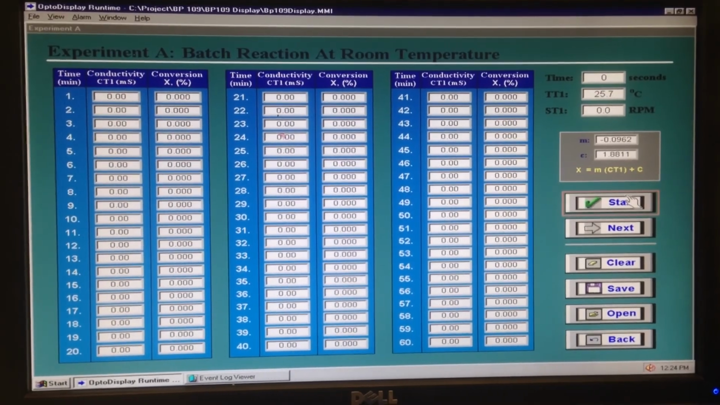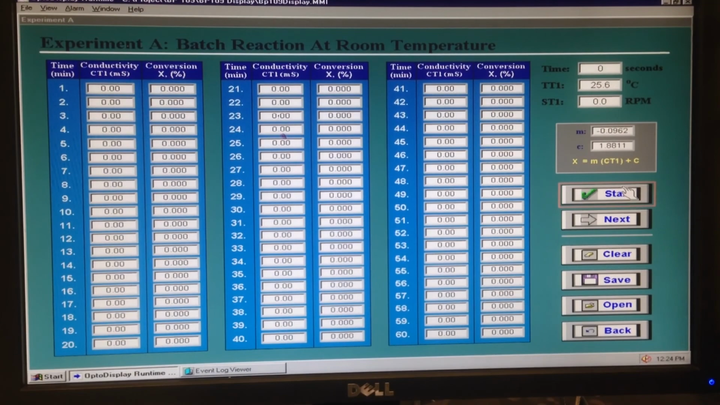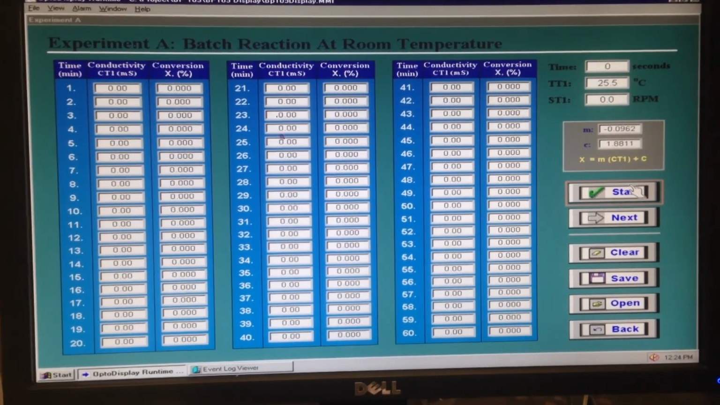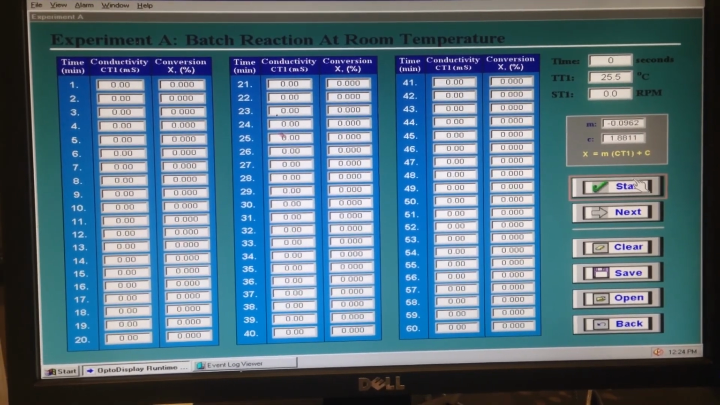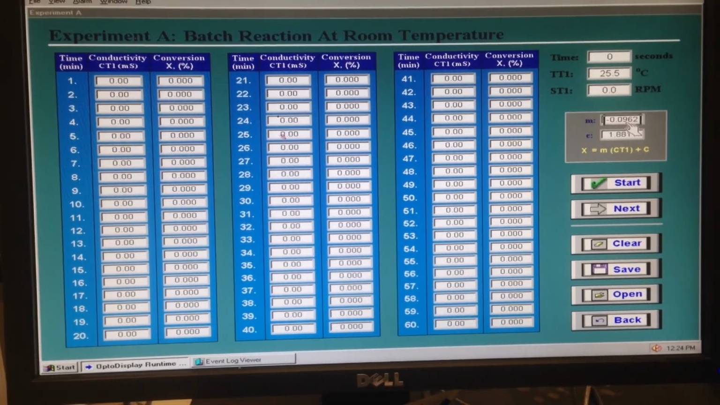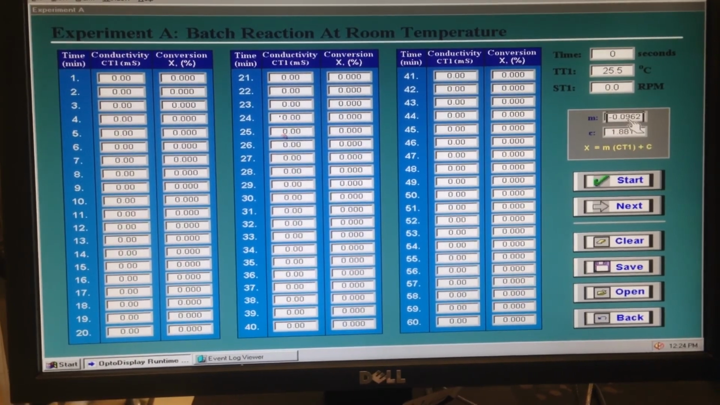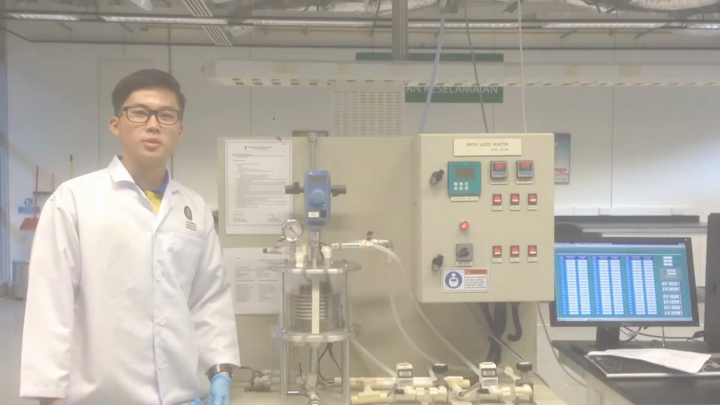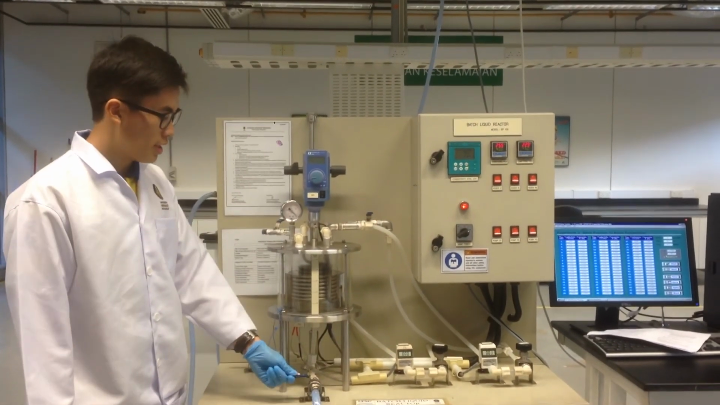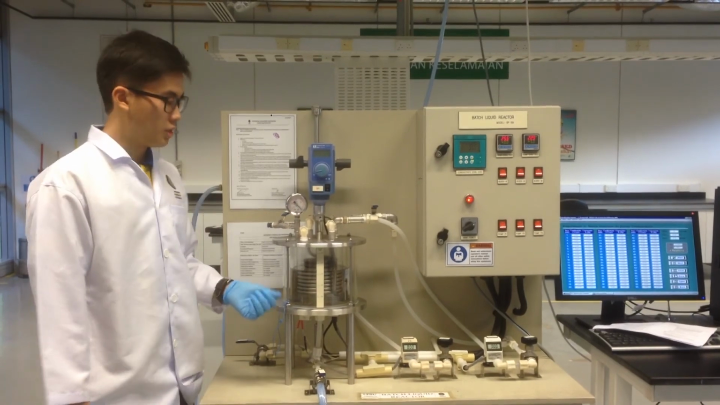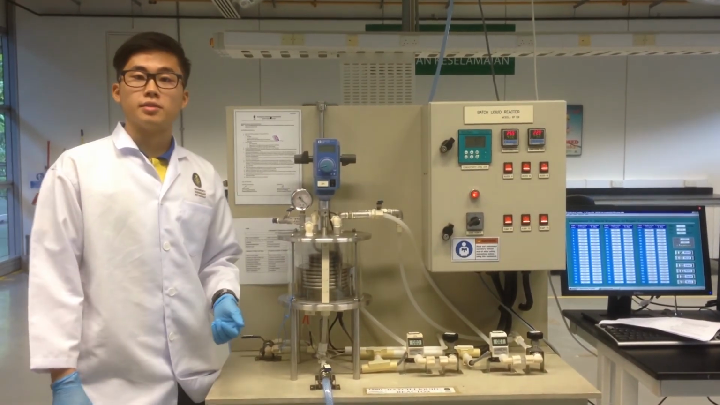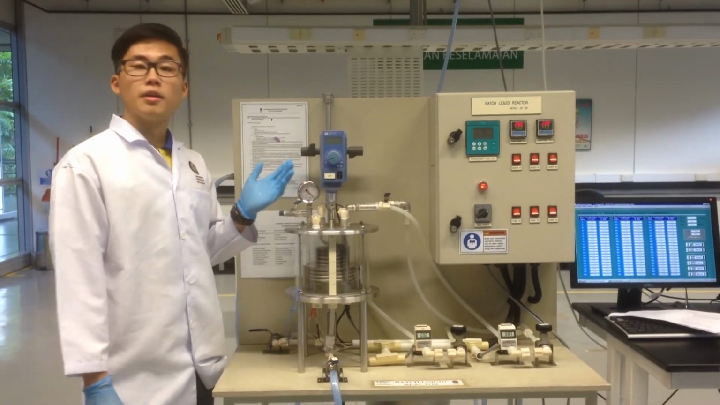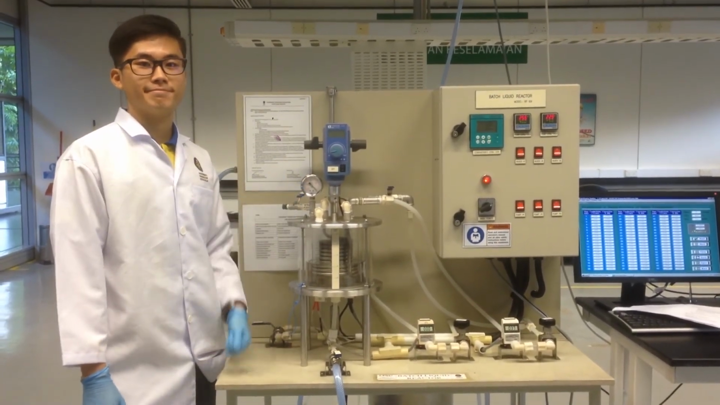Before we start recording the conductivity values, insert the data for M and C into the equation that we collected during the calibration curve experiment. After that, record the conductivity values at 1 minute interval for 20 minutes. After 20 minutes, drain off the liquid and flush with deionized water. Repeat step 1 to step 4 with different speeds of 50, 100 and 150 RPM.